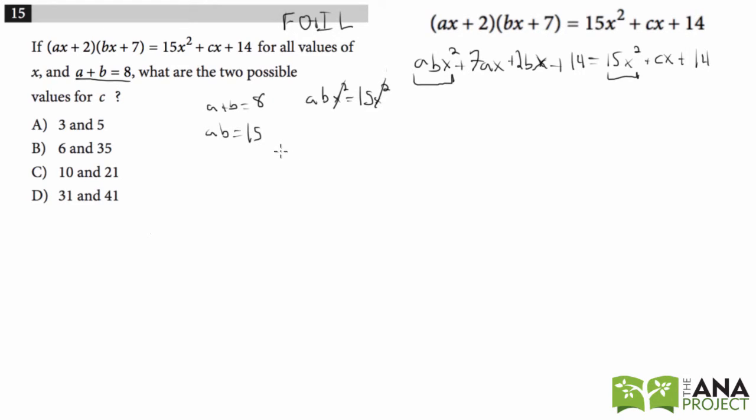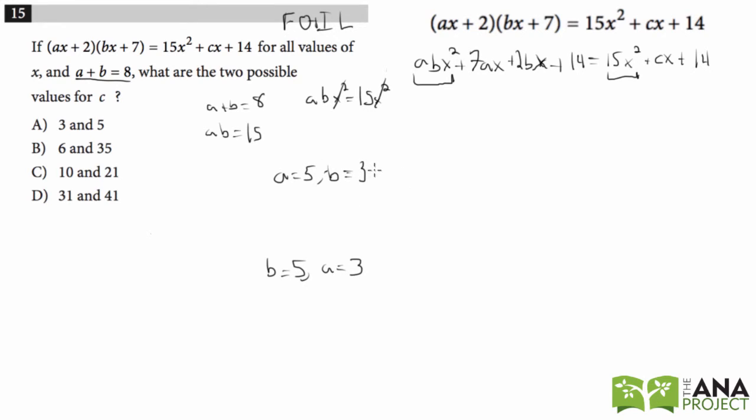So basically, if a times b equals 15 and a plus b equals 8, that means we have two choices. Either a is 5 and b is 3, or b equals 5 and a equals 3. Those are really the only two possibilities, if a plus b equals 8 and a times b equals 15.